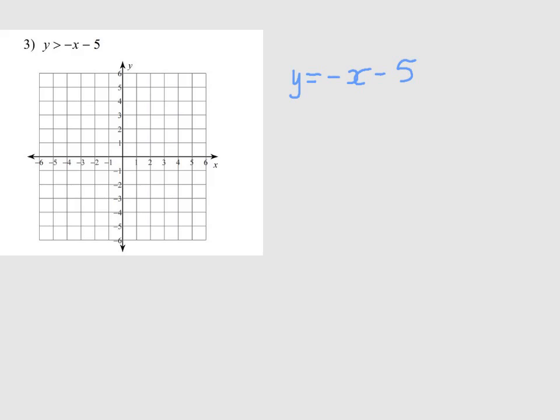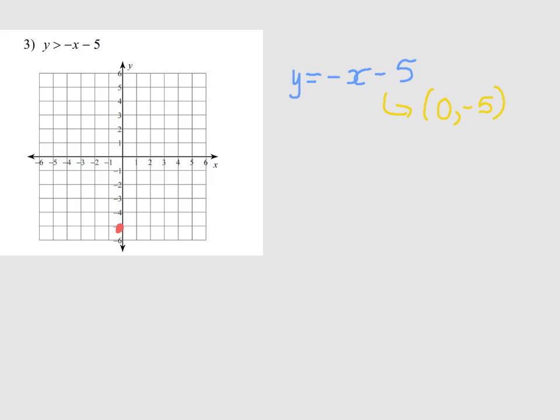You already know 1 point from this line. It's the b, right? This b over here tells you that it crosses the y-axis at negative 5. Or in other words, this means that the point (0, negative 5) is for sure a point on this graph. So I'm going to draw that point over here at negative 5. So I know 1 point.